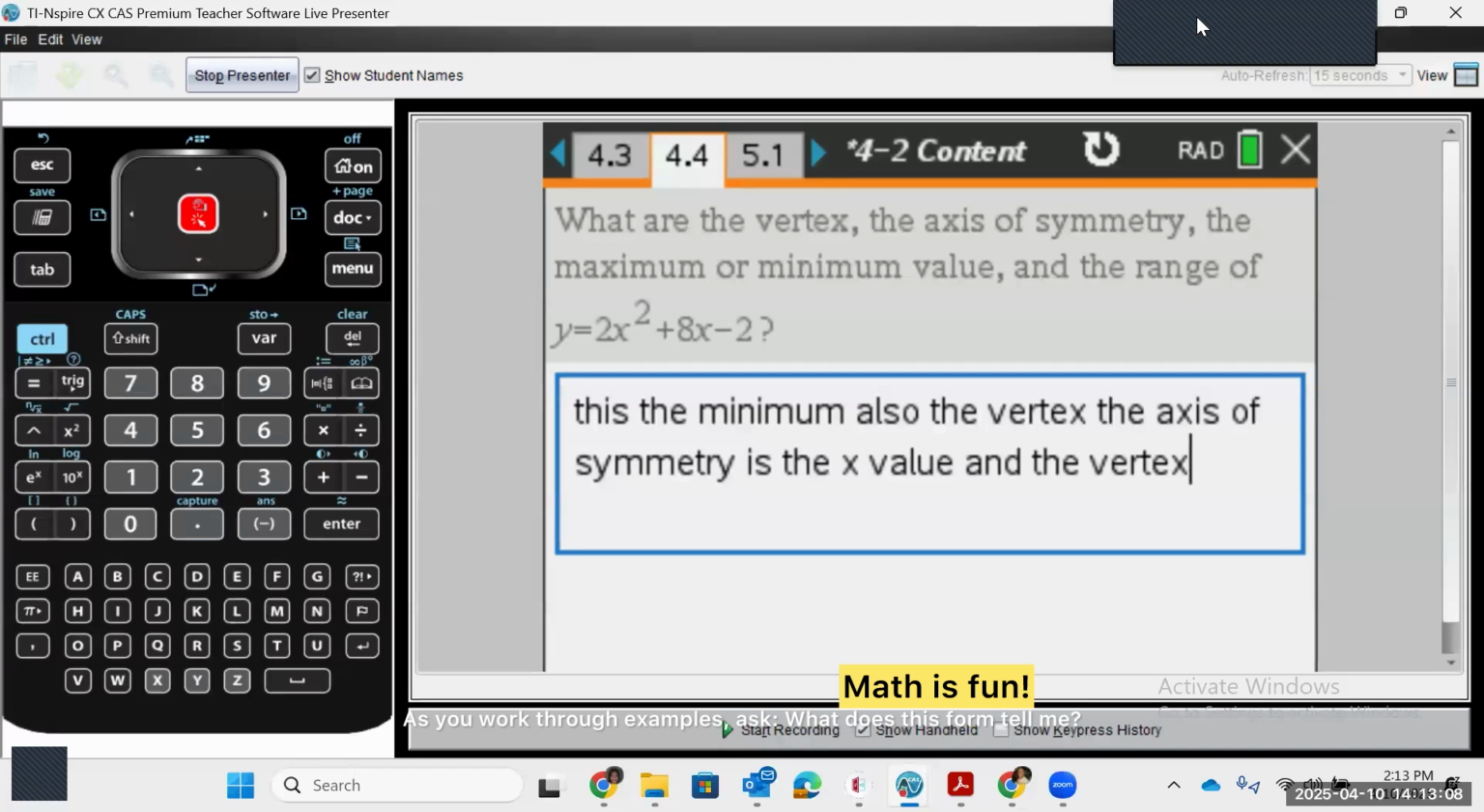As you work through examples, ask, what does this form tell me? What does the graph show? These questions help you think critically. That's the key to true understanding.